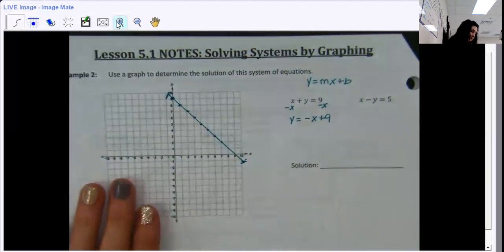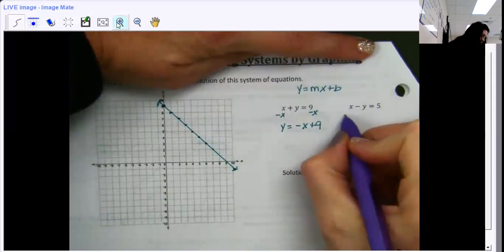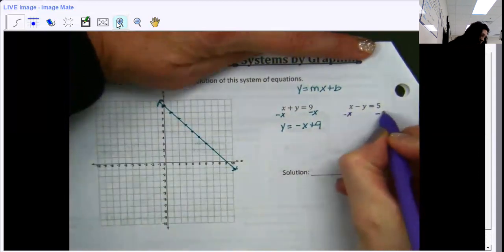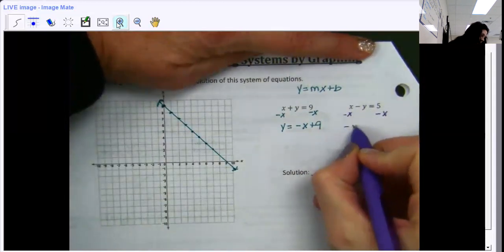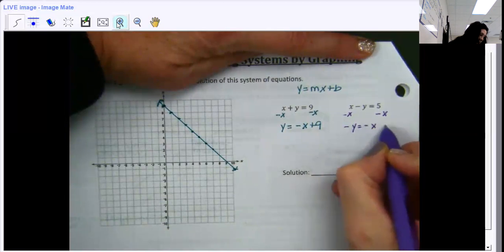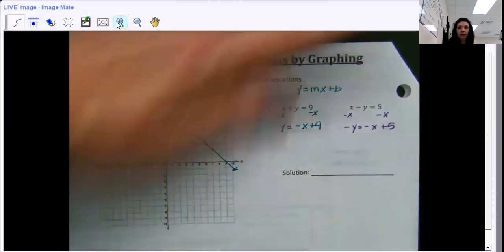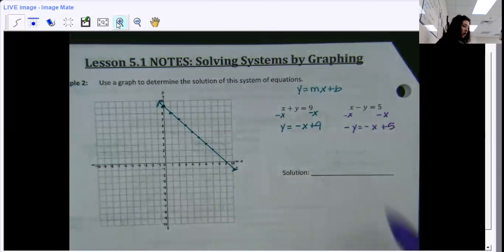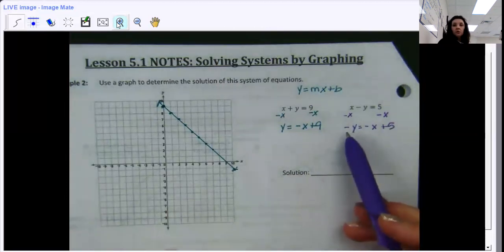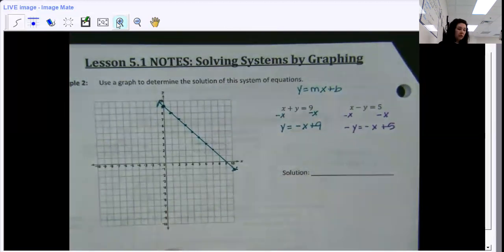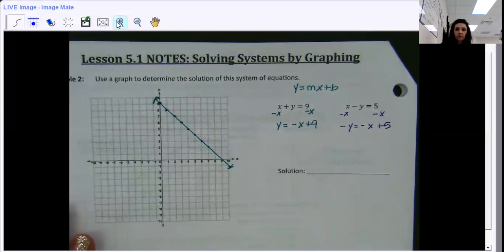Then we're going to go over here to the second equation. Again, I need to move x to the other side. So we end up with negative y equals negative x plus 5. Now there's a problem here, and hopefully you caught it. Our y cannot be negative, which means that we could do one of two things. We can multiply the entire equation by a -1, or we can divide every term by a -1.